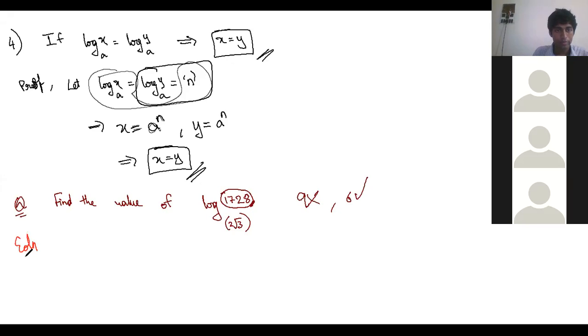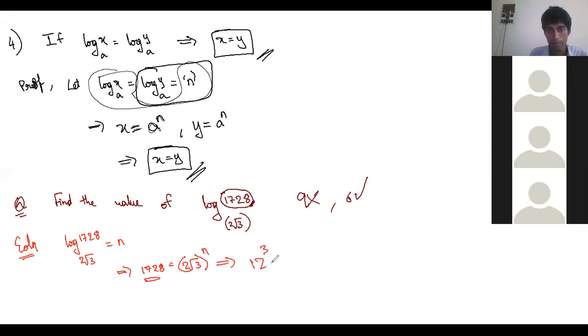So what is the solution? Log of 1728 to the base 2 root 3. Let us say it is some n. This implies 1728 is equal to 2 root 3 to the power n. But what is 1728? Sir, 12 to the power 3. Yeah, good. We should remember these things.